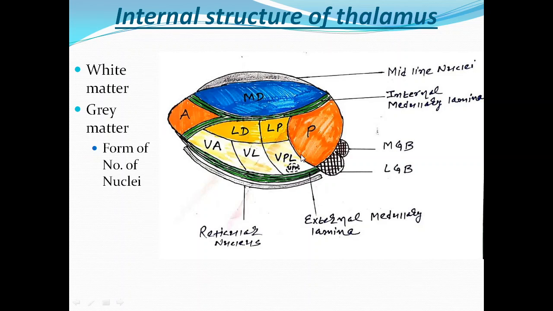Now the nuclei present ventrally in the lateral part of the thalamus, from cranial to caudal, are ventral anterior, ventral lateral or ventral intermediate, and third, ventral posterior. Ventral posterior is again divided into ventral posterolateral and ventral posteromedial, and all these nuclei are collectively known as the ventral tier of nuclei. So these are the nuclei present in the three parts of the thalamus: anterior part, medial part and lateral part.